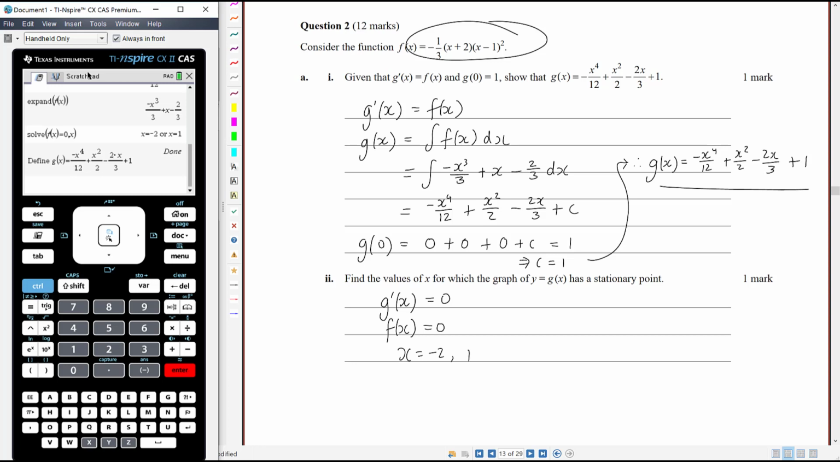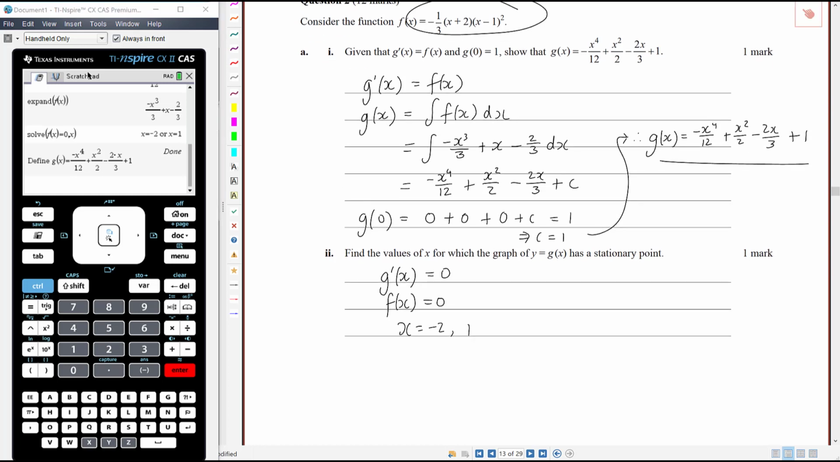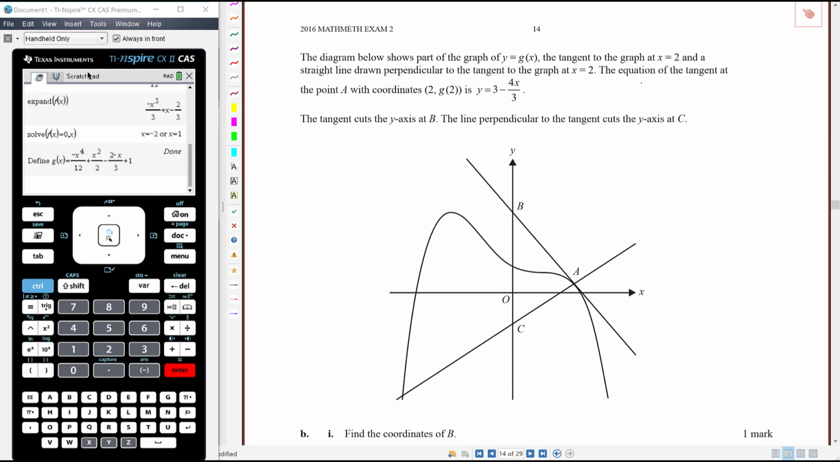Okay, so just before we move on, again, when I finish a question, I always go back to reread the question, be clear, have I answered what it asked for? It asked for the values of x, good, so I don't need coordinates. So x equals -2 and 1 is correct.